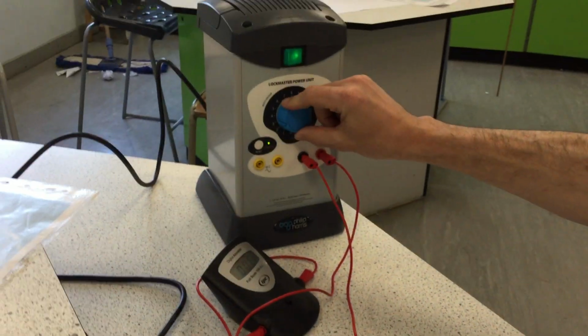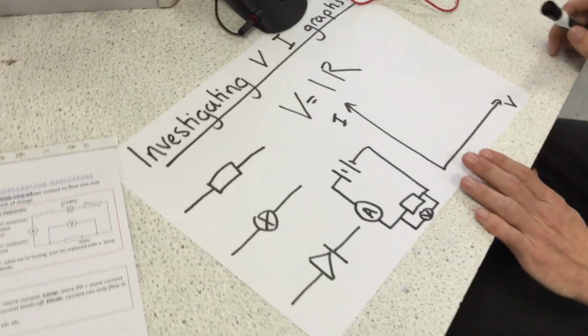What I'm able to do is change the voltage on my device here. Now look, if you're back at the circuit here, it's quite straightforward to work out what happens.